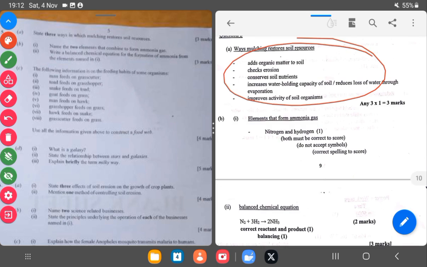and the rest. So the next, that's the B part, asks for the formula of ammonia gas. So we have nitrogen and oxygen. And also, write a balanced equation. It should be balanced, right?